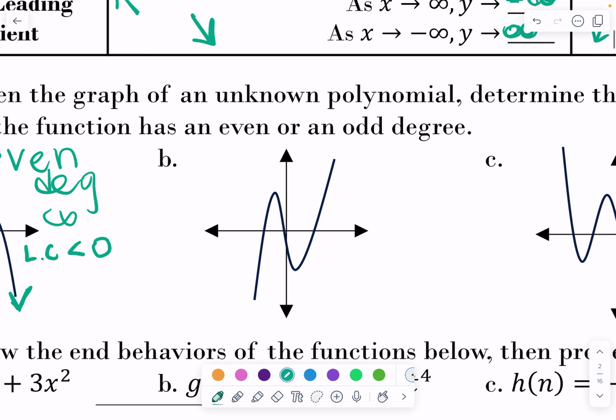Letter B. I have an arrow. As x goes to negative infinity, y is going to negative infinity. As x goes to infinity, y is going to infinity. So if I go look at my table, that's going to tell me, with my arrows going in opposite directions in the third quadrant and first quadrant, that I'm going to have an odd degree.